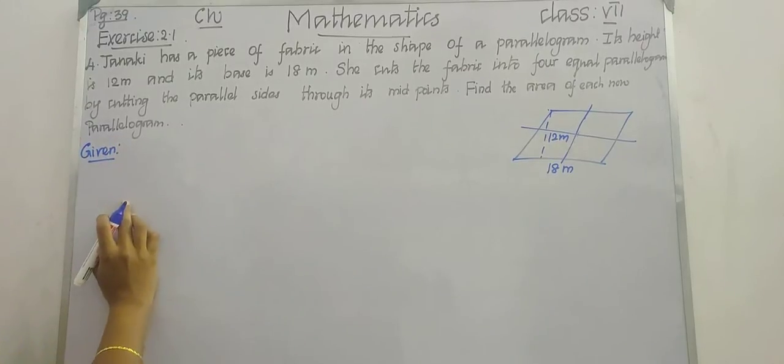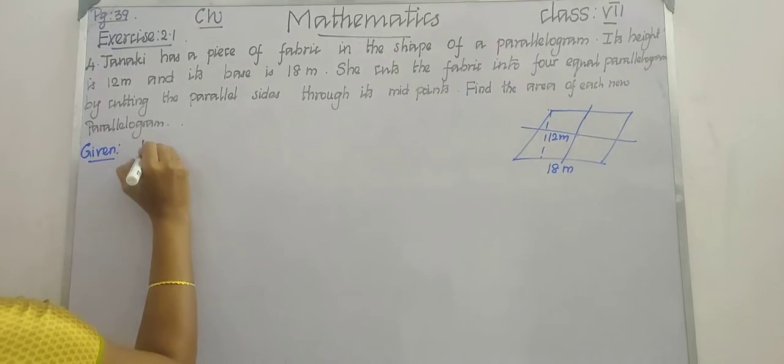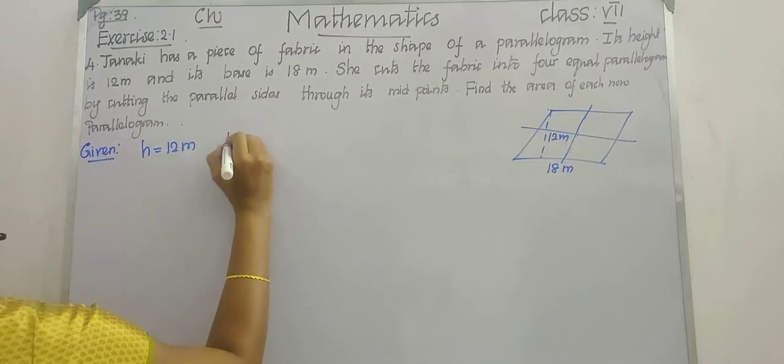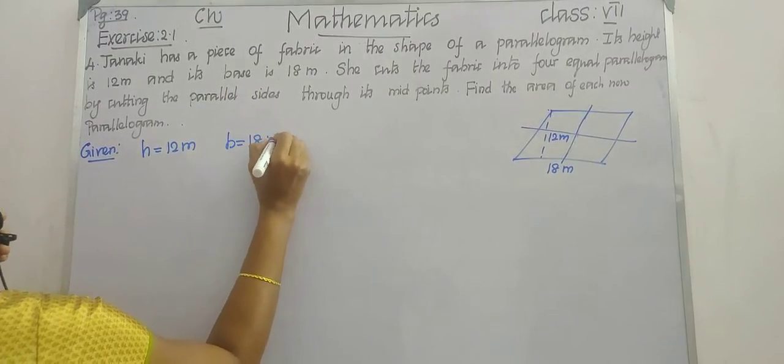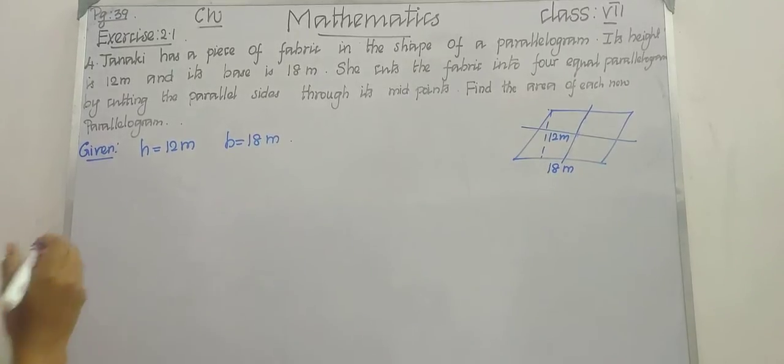First of all, its height is given: h equal to 12 meter, and also the base is given. What is the base? Base equal to 18 meter. And she is cutting the parallelogram fabric into 4 equal parallelograms through its midpoint, into 4 equal halves. So how will you find the area of each new parallelogram? What is to find?